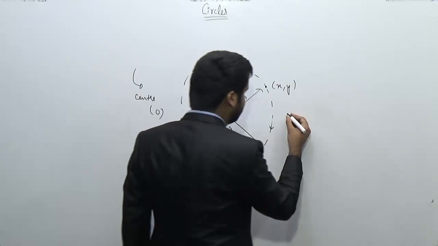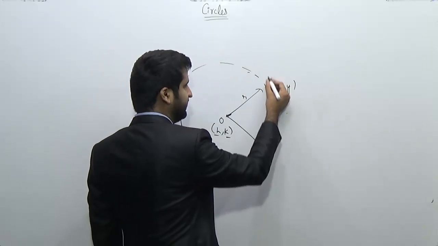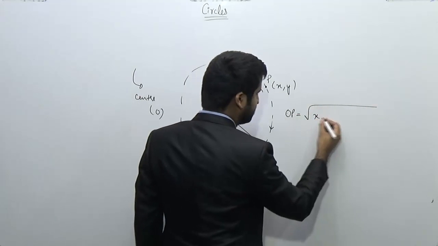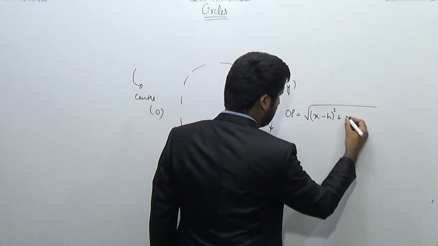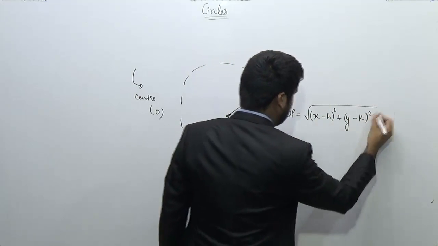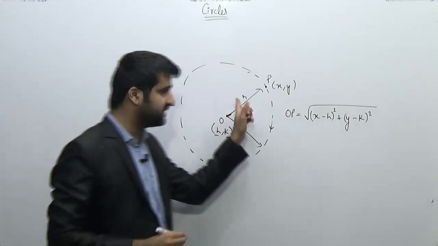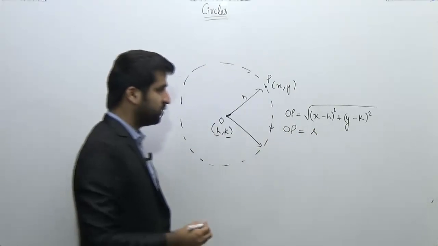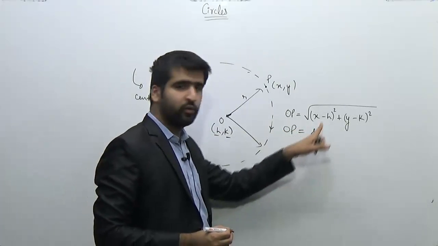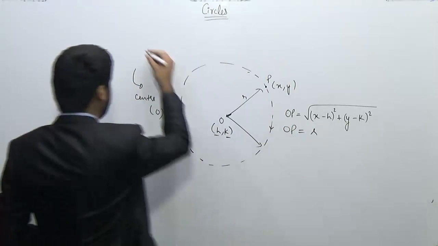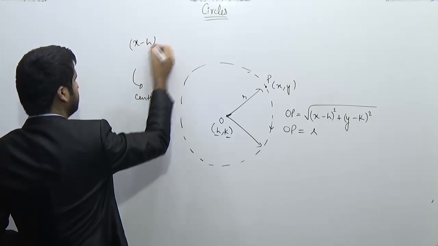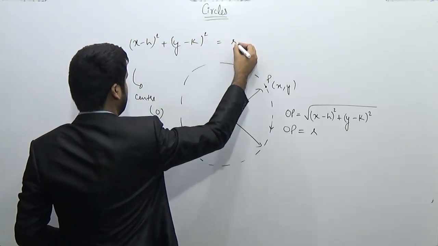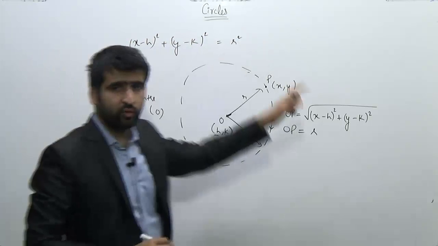So we can apply the distance formula. Let's say this is P, and OP will be equal to under root x minus h whole square plus y minus k whole square. And we also know that this distance is constant and equal to R. OP is also equal to R. So if we equate these two expressions, the equation which we'll get is x minus h whole square plus y minus k whole square is equal to R square. So this is the general equation of a circle.